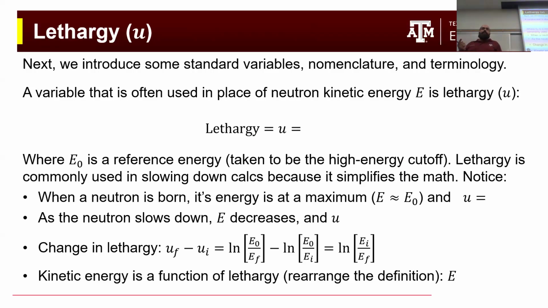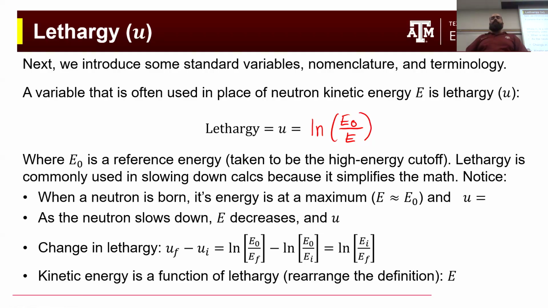So lethargy, for which we use the symbol little u, is a quantity that we can use in place of talking about energy. By definition, the lethargy u is defined as the natural log of some reference energy E zero divided by the current energy E.